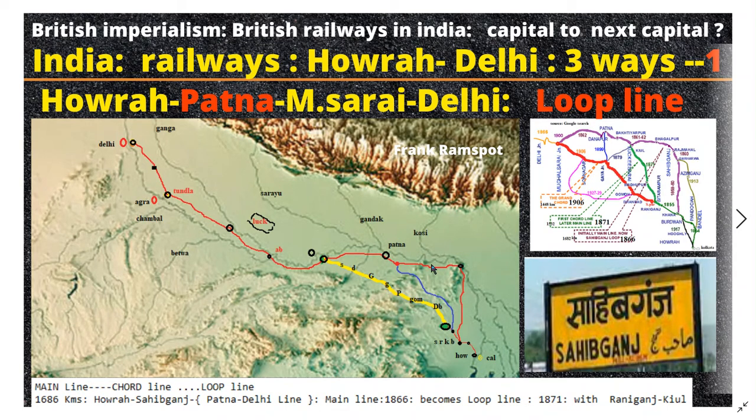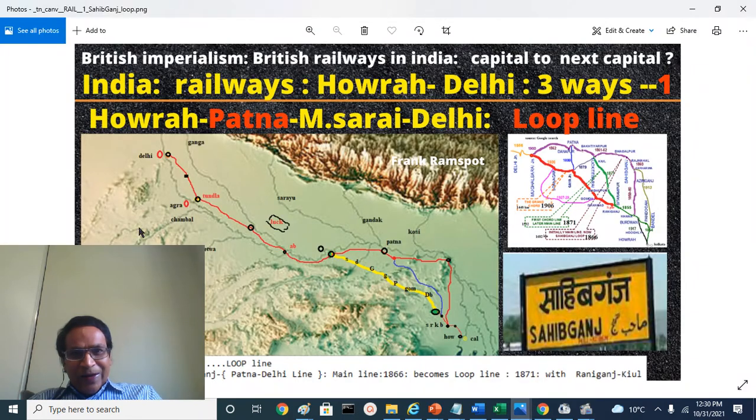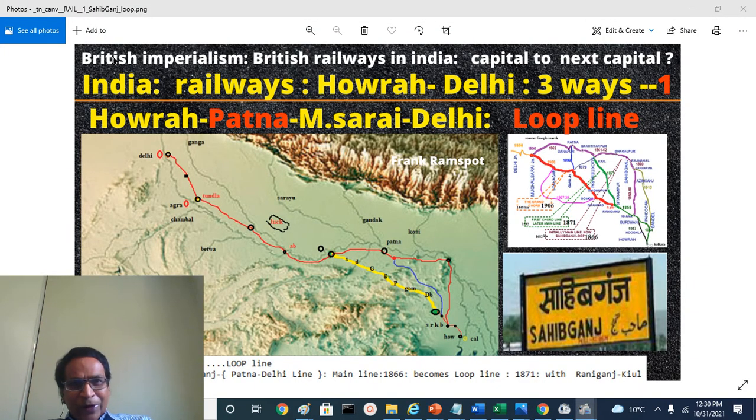What did we discuss today? Today we discussed the consolidation of British imperialism in India, British railways in India, and from the current capital Howrah, Calcutta, to the next potential capital Delhi. There are 3 ways in the Indian railways at the time to go from Howrah to Delhi. We looked at the number 1 way, Howrah, Patna, Mughalsarai, Delhi via the Sahib Ganj Loop line.